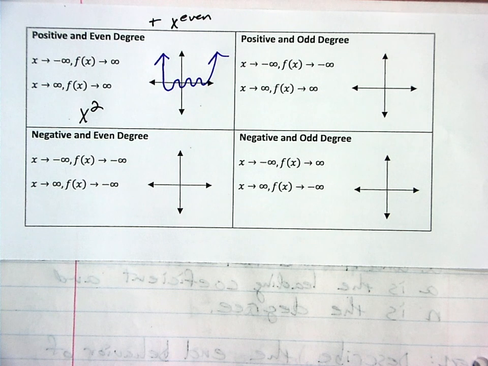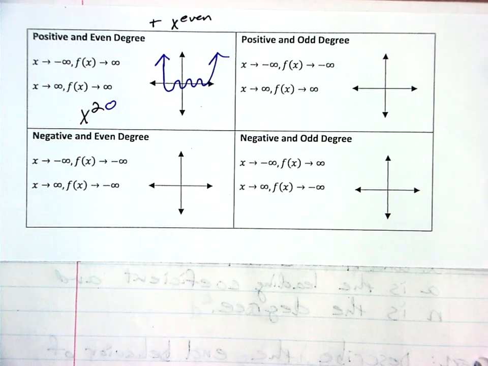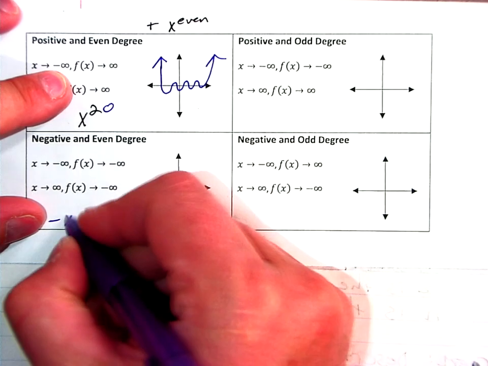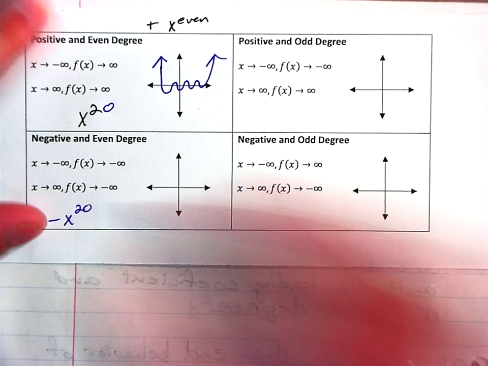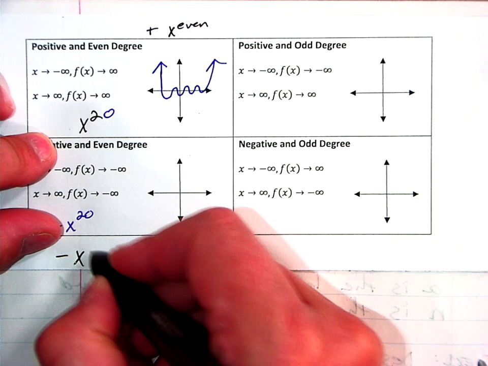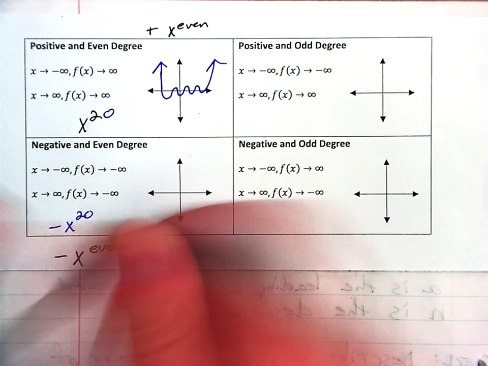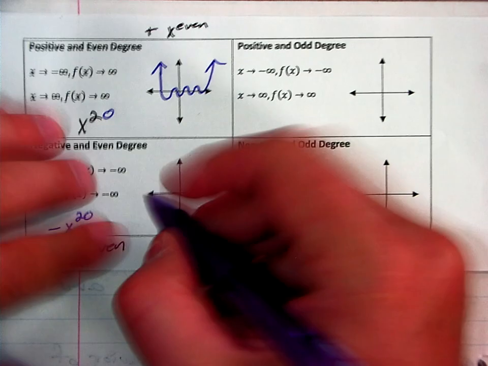So, what would be true if it was negative x squared or x to the 20th, whatever? This would be a negative x to the even. Instead of both opening up, they would both have to open down.